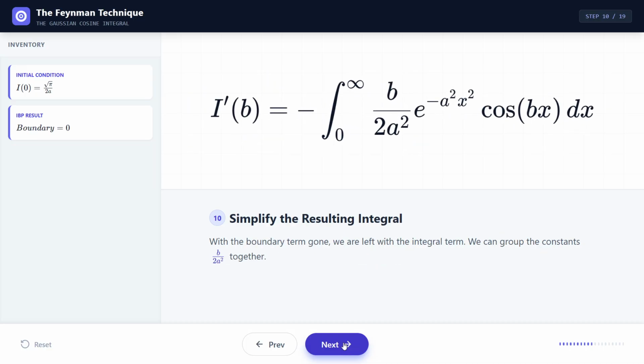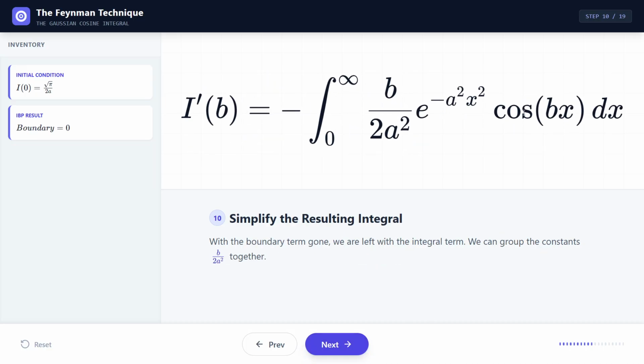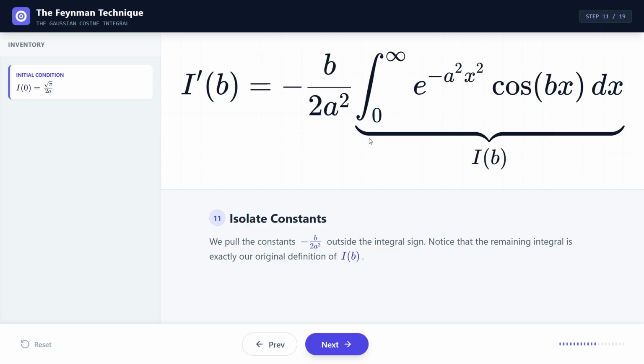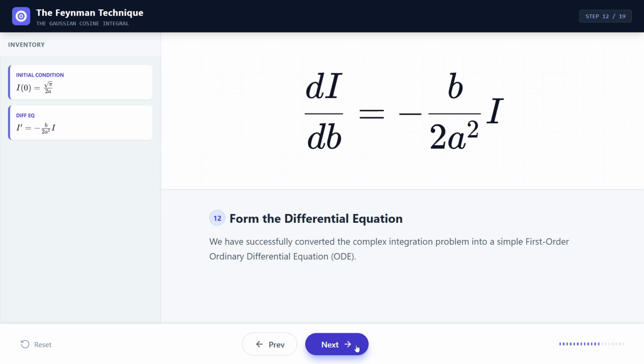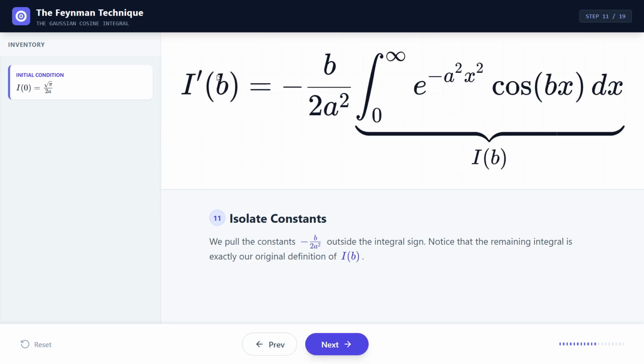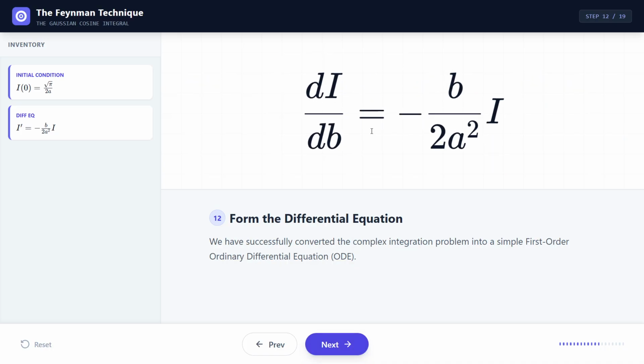Okay. So now we have I prime of b equal to this expression right here. And this is a constant, which in the next step we will factor right out of the integral. And also, we will note that the remaining integral is simply our I of b. So this results in a separable differential equation. So we have I prime of b equaling this constant times I of b.